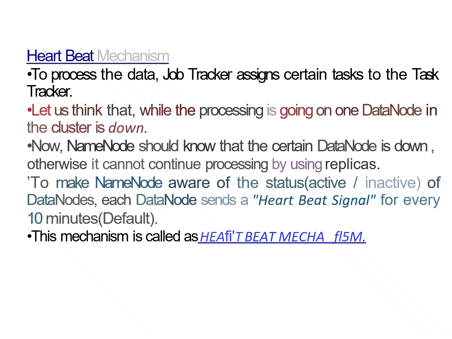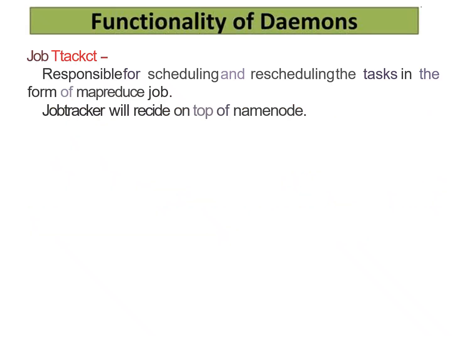In a Hadoop cluster, it maintains the heartbeat mechanism, that is, every name node is constantly connected with the data node, and to make the name node aware of the status, the data node sends a heartbeat signal every 10 minutes. So this is called the heartbeat mechanism. And the job tracker is responsible for scheduling and rescheduling the tasks of MapReduce.